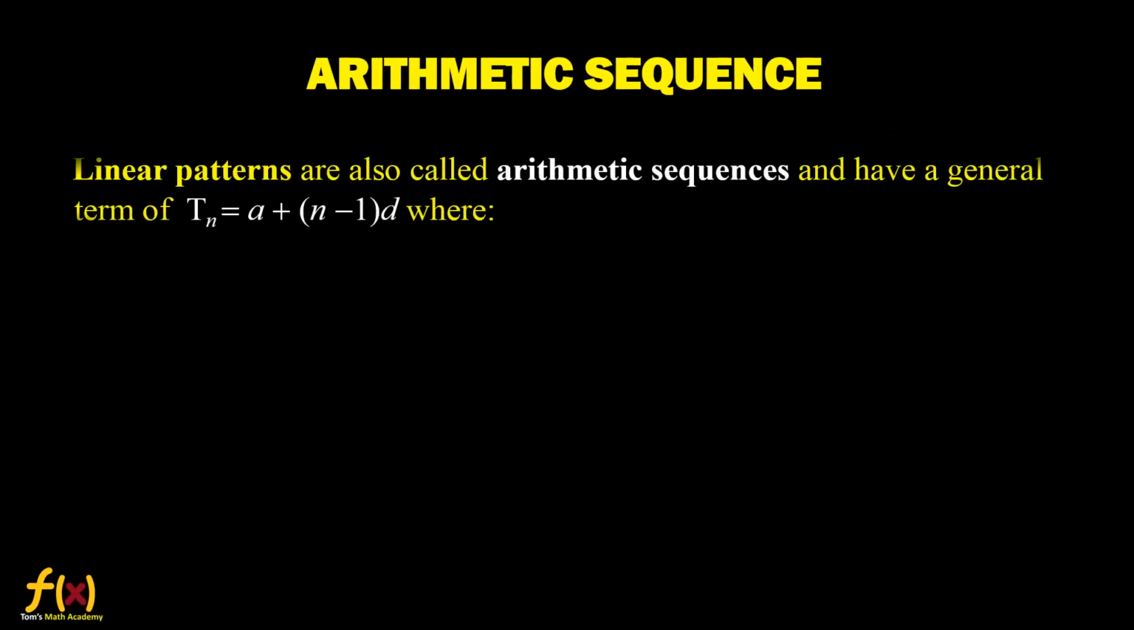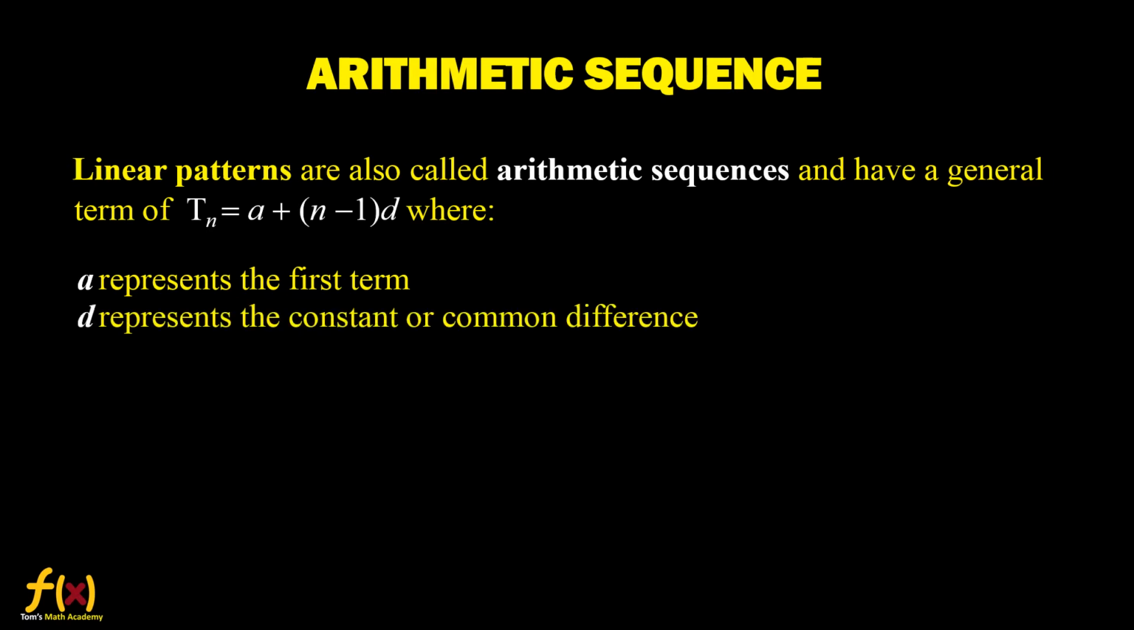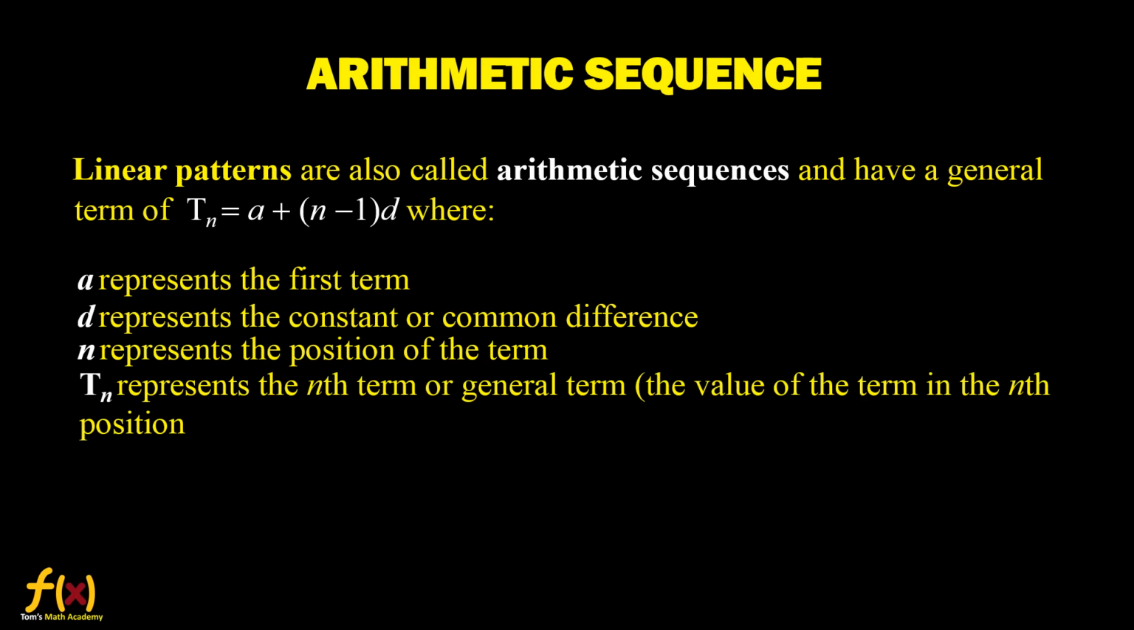The linear number patterns are also called arithmetic sequence. And we have a general term. Formula for general term is Tn equal to a plus (n minus 1)d, where a represents the first term, d represents the constant or common difference, n represents the position of the term, and Tn the value of the nth term.